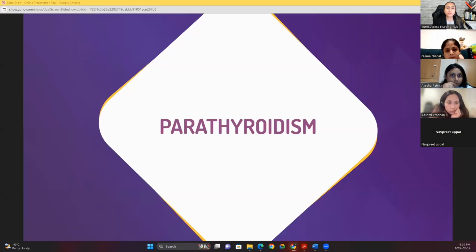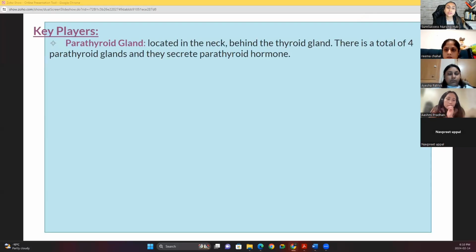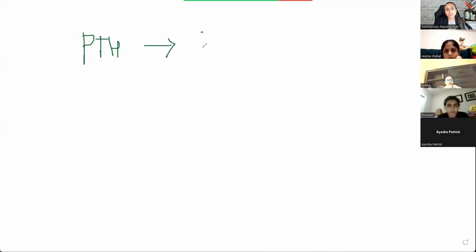Now let's discuss the parathyroid gland. How many parathyroid glands do we have? Four. All right, where is it located? In the neck behind the thyroid, and there are a total of four. Now you have to notice that this parathyroid gland is related to calcium. How is it related to calcium? This is PTH, parathyroid hormone, and it deals with calcium and phosphate. All right, directly linked with calcium.